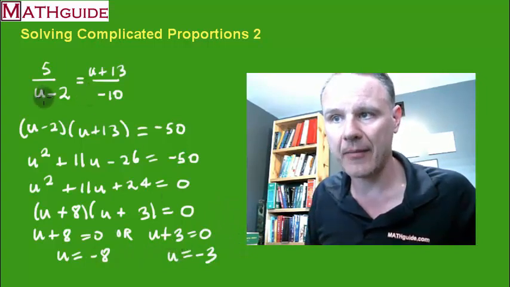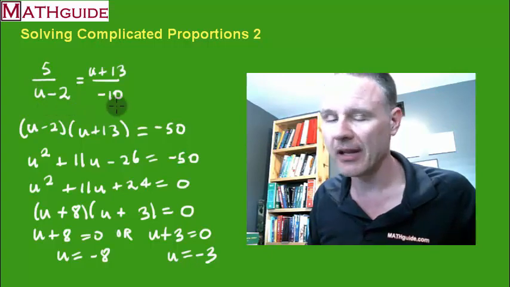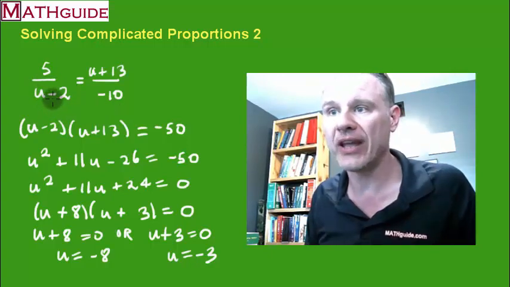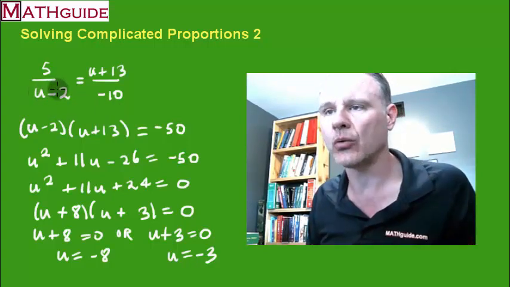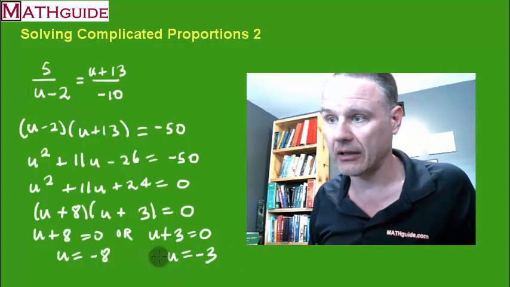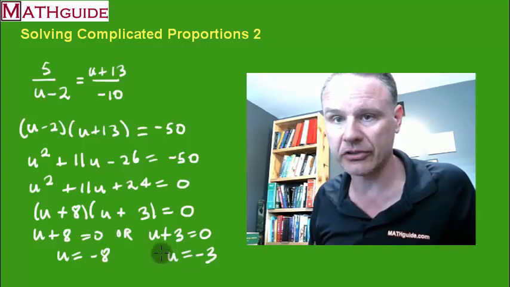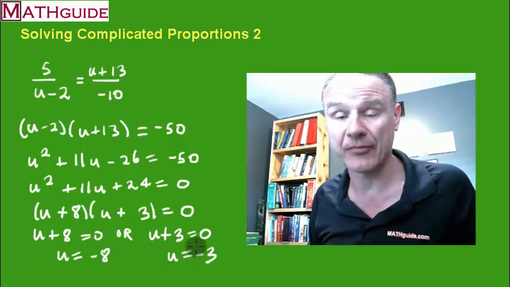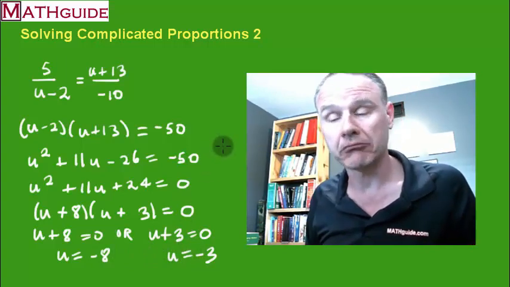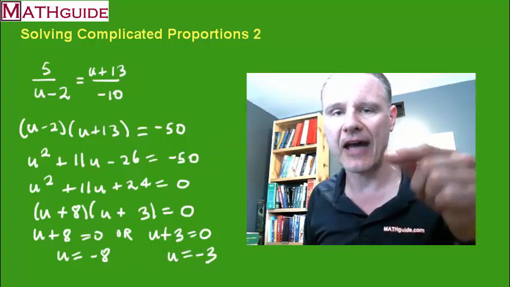Again, look at the denominator. Make sure you don't get a 0 in the denominator. Here you could see that if I had a 2 for u, 2 minus 2 would give me 0. It's not allowed. So u cannot be equal to 2. And we're okay. So these answers are not equal to 2. So these are acceptable answers. Both of them are acceptable. So there you have it.